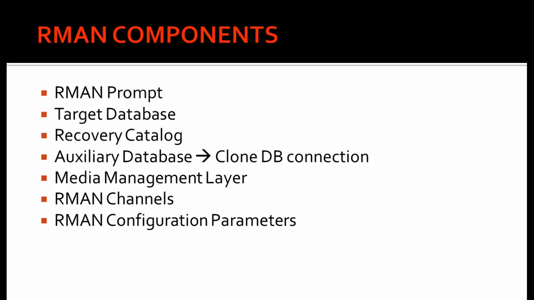Now why do we need a recovery catalog and all? We'll understand when we are learning about the recovery catalog. Next is the auxiliary database. You refer to the auxiliary database when you are cloning your target database, which means the database onto which you will clone your target database is referred to as the auxiliary database inside RMAN. Next is the media management layer. This media management layer is nothing but a configuration software that you configure in order to take backups of RMAN onto a separate device like tapes and all. If you want to configure the tapes, you need to have media management software installed, and once the media management software is installed, your RMAN can speak to tapes.